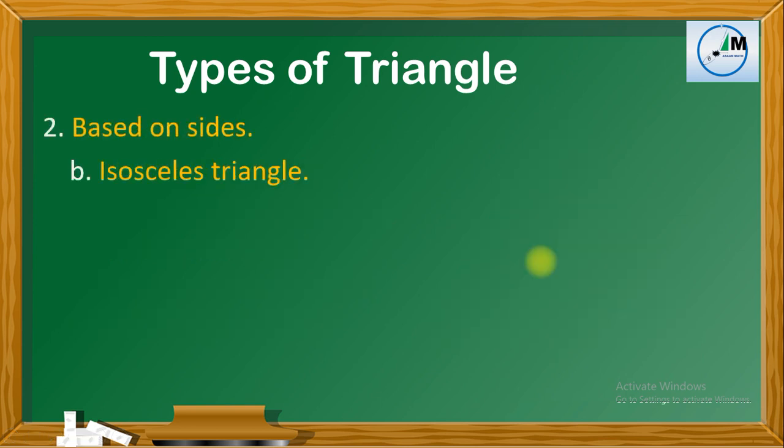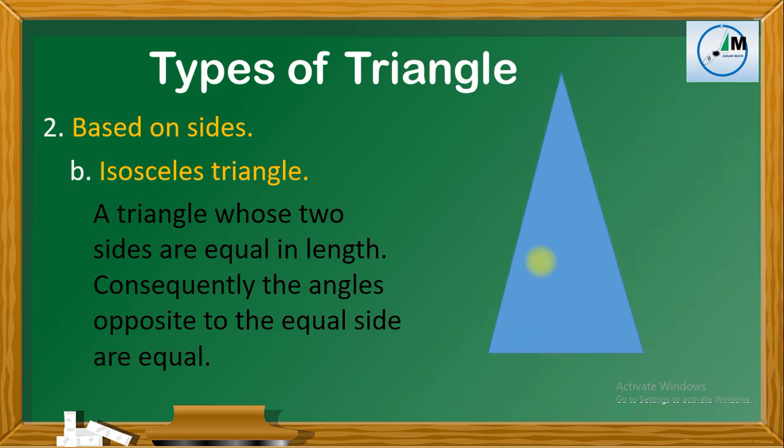The second one is the isosceles triangle. In an isosceles triangle we will have only two sides equal. Just look at the figure, the two red lines indicate the equal sides of this triangle, and the third one is different from these. So this is x unit and this is y unit. This type of triangle will be called an isosceles triangle. Any triangle in which two sides are equal in length is called an isosceles triangle.